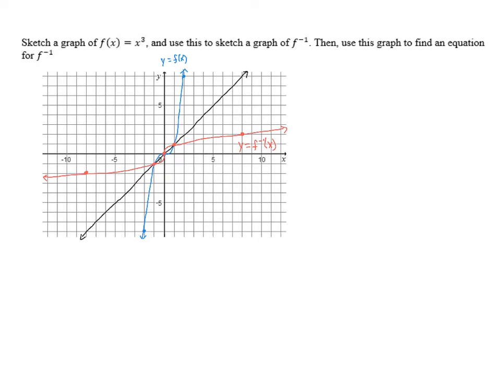Now we were asked to use this graph to find an equation for f inverse. And if we look at this, the right-hand side almost looks like the square root of x. However, we look at the point (8, 2). 2 isn't the square root of 8, it's actually the cube root of 8. And 1 is the cube root of 1, 0 is the cube root of 0.